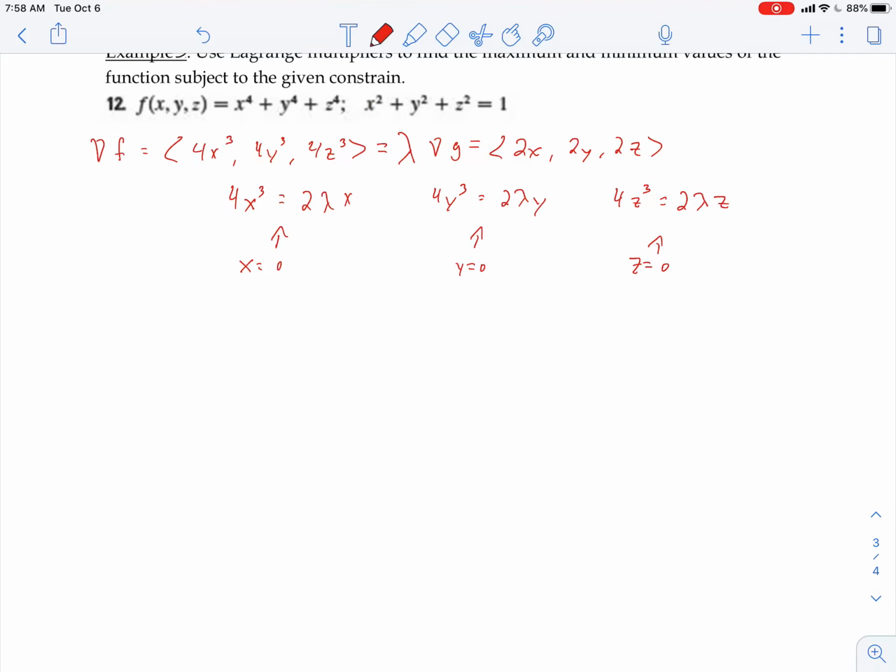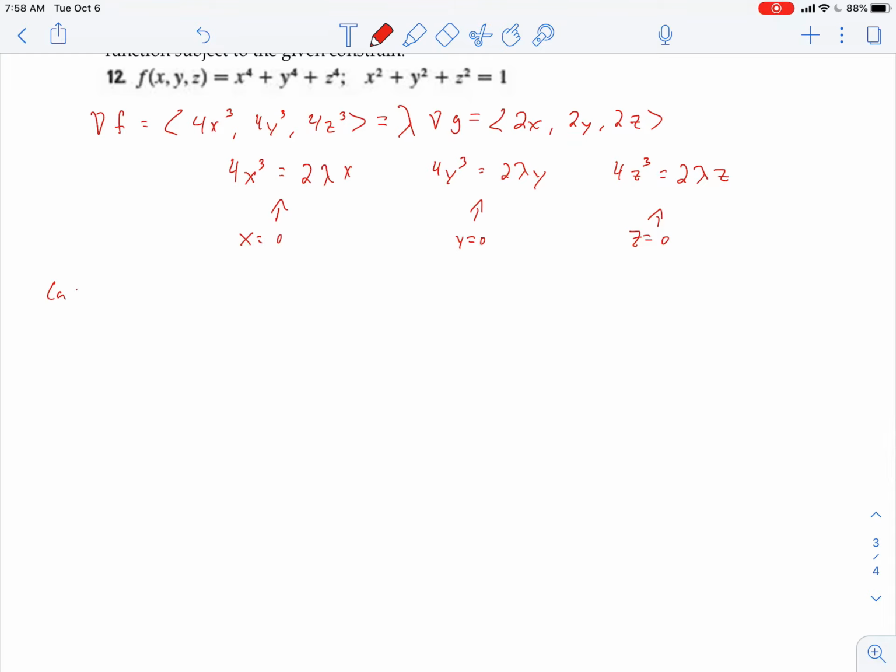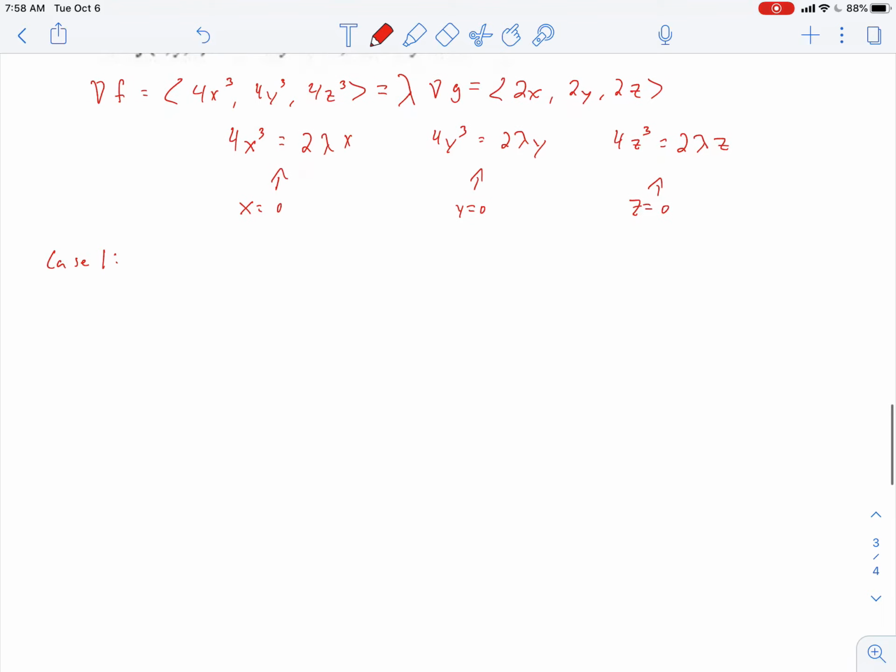So we have a few cases to take, and the first is case 1. Case 1 is that none of those equal 0, so we're actually going to have a value for lambda. None of our variables equal 0, so x does not equal 0, y does not equal 0, and z does not equal 0. Then, if I solve for lambda, I divide by 2x, and I get 2x squared.